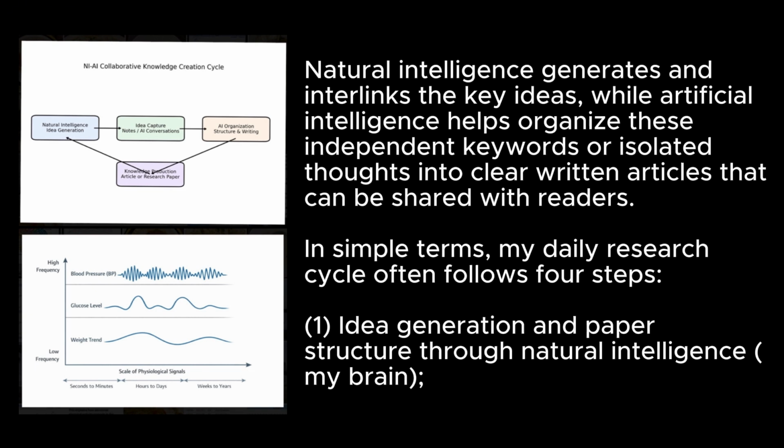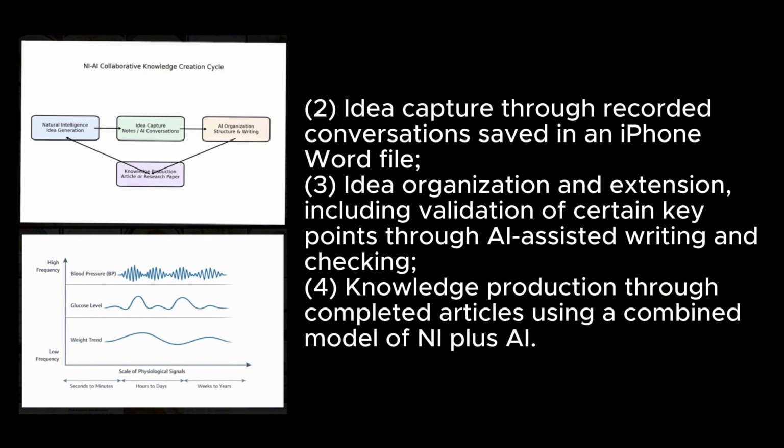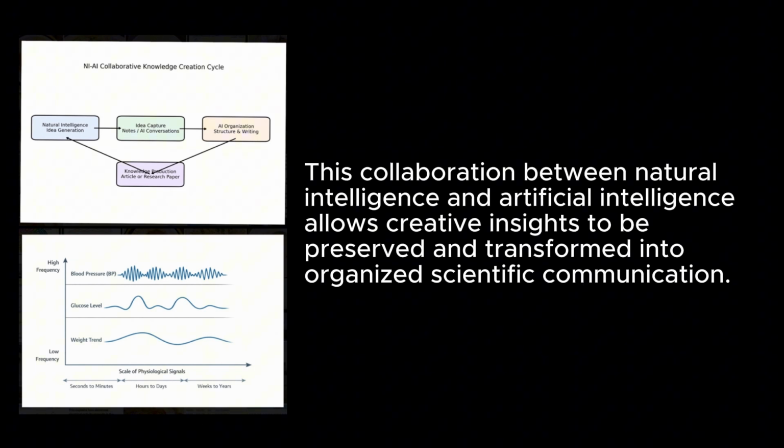In simple terms, my daily research cycle often follows 4 steps: 1. Idea generation and paper structure through natural intelligence, my brain. 2. Idea capture through recorded conversations saved in an iPhone Word file. 3. Idea organization and extension, including validation of certain key points through AI-assisted writing, and 4. Checking for knowledge production through completed articles using a combined model of me plus AI. This collaboration between natural intelligence and artificial intelligence allows creative insights to be preserved and transformed into organized scientific communication.